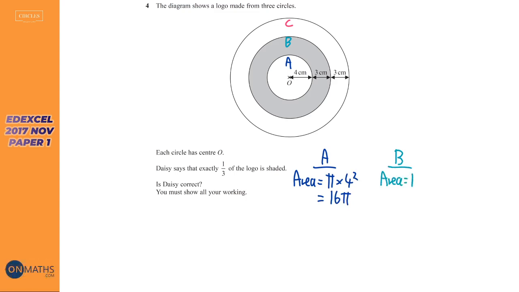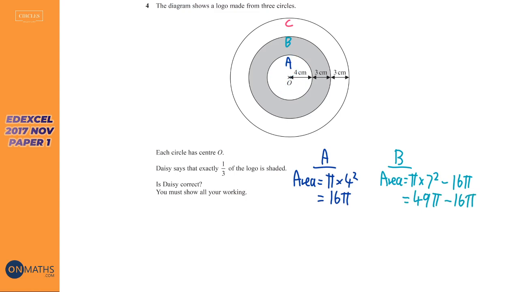So the area will be pi times, now it's going to be 4 and 3, okay, so that would be 7, so pi times 7 squared will be the area of the whole thing. But I don't want the whole thing, I just want the B ring, so I'm going to take away the 16 pi, take away this bit here, so I leave the shaded bit. So that's 49 pi, take away 16 pi.